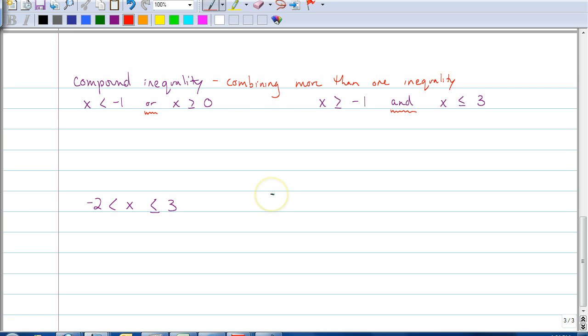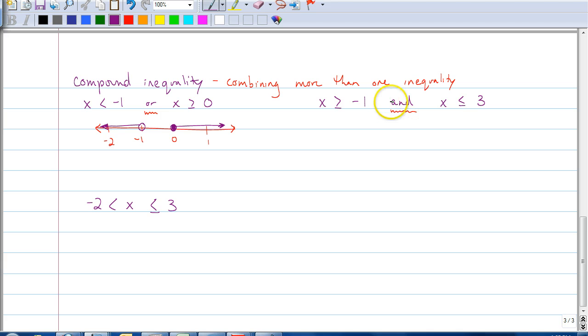But let's visually show this on a number line. So if I graph this, x is less than -1, that means it's an open circle at -1 and going to the left. Here you have x is greater than or equal to 0. So we have a closed circle at 0, and it's going to be going to the right. And that would be your solution set. That's all you'd have to do for this one. But notice how there's nothing that they have in common.